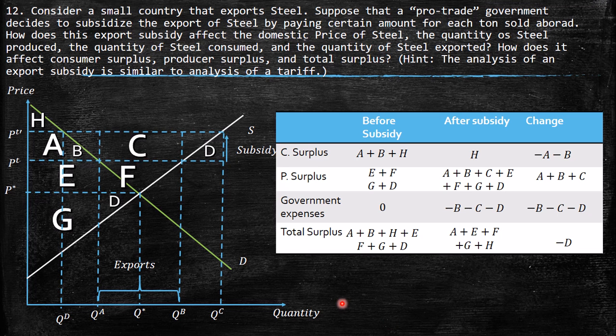So I hope it has worked. I hope this analysis, despite the mess that I put here, is kind of clear. Consumers have the same. Producers will receive C, and the government has to spend C.